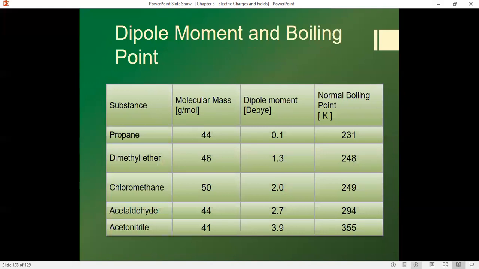Just a comparison, we tend to see that heavier molecules tend to have higher melting points and higher boiling points. Well, look at these molecules here. We have propane, which is completely non-polar, and has a dipole moment of 0.1, whereas its boiling point is very, very low. At normal atmospheric pressure, its boiling point's 231 degrees Kelvin.